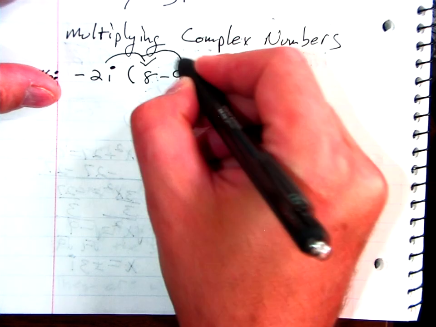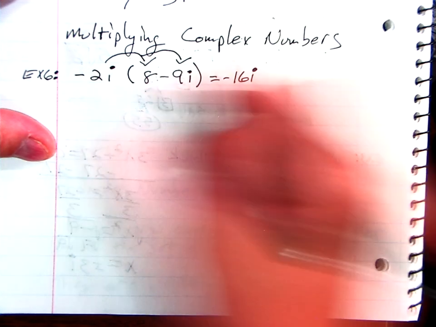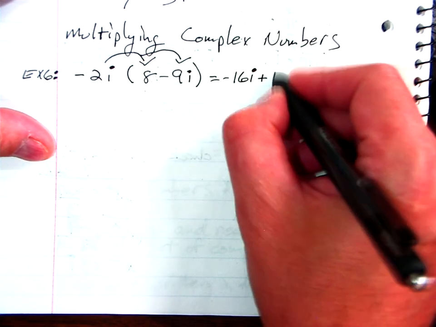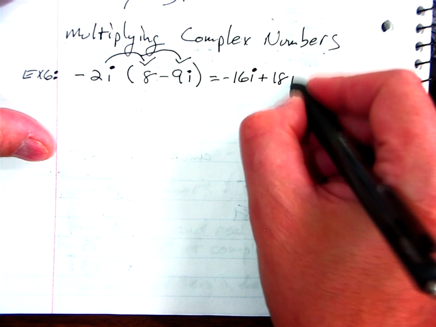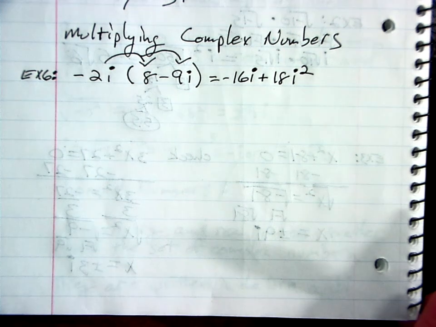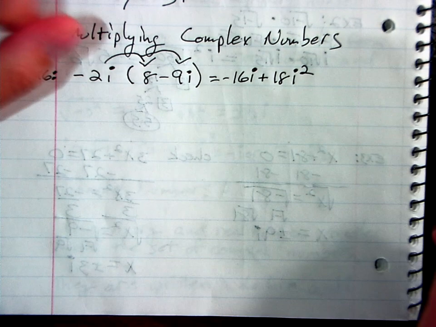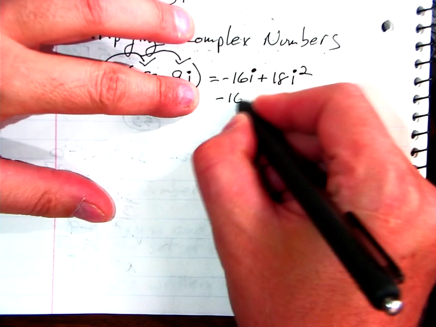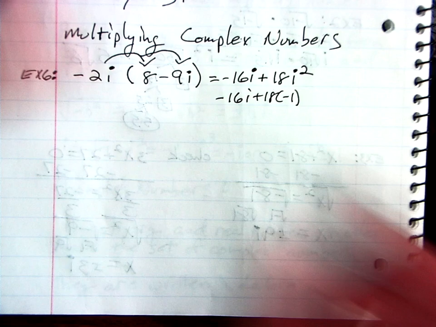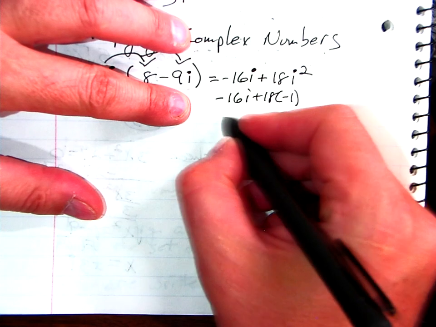Negative 2i times negative 9i. Two negatives equal a positive. 2 times 9 is 18, and i times i is i squared. Can we simplify that? What is i squared the same as? It is negative 1. So negative 16i plus 18 times negative 1. 18 times negative 1 is negative 18.